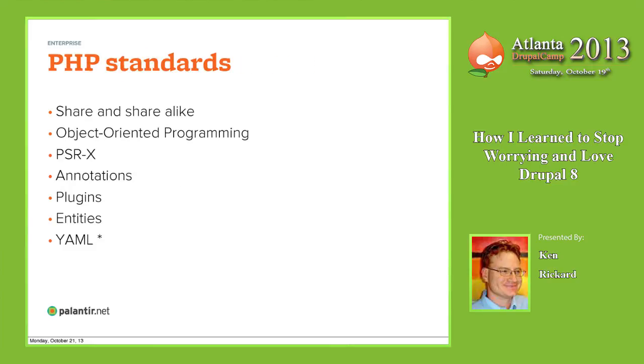PHP standards, these are things we're going to walk through very, very quickly. I do know we're halfway through time right now. We do want to share all our code. We want to be able to distribute code. We want to be able to work well with other projects. We want to adopt best practices in object-oriented. We're going to talk about PSR 0 and PSR 4, which are fun things. We're going to talk about, again, the big three: annotations, plugins, and entities. If you haven't heard these terms, now is a good time to start learning. We are having code sprints tomorrow. There will be people around to help, so we can walk through some of these things.